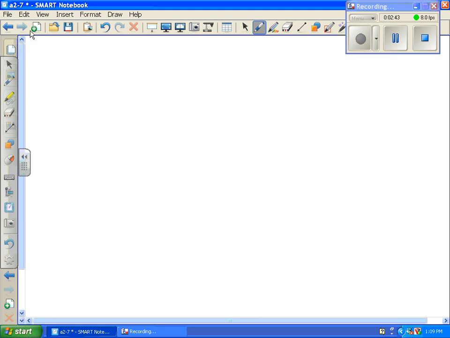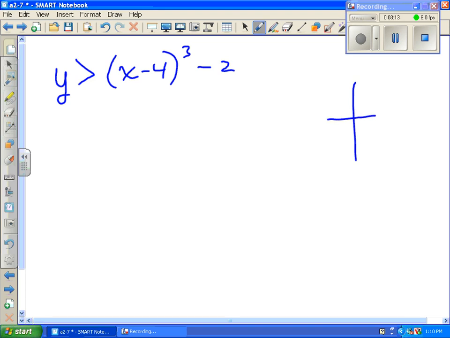Okay, then there's one more thing I want to look at for inequalities. And that is, how do we graph an inequality? So if we have y is greater than (x minus 4) cubed minus 2, this is related to the parent graph of y equals x cubed. And we looked at that in the last section. So we would do a little sketch of y equals x cubed. It's like this, right?